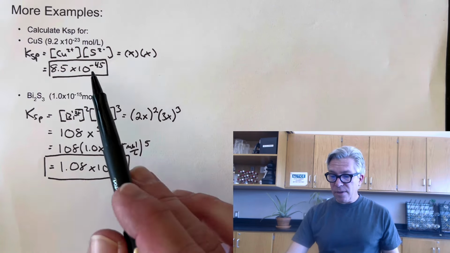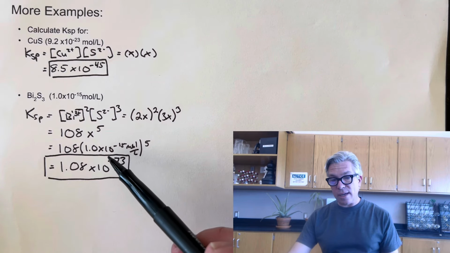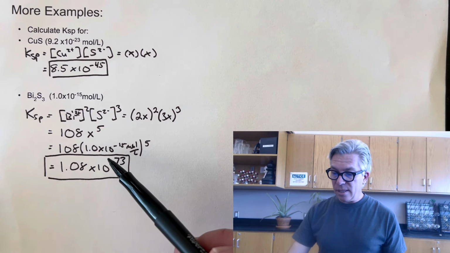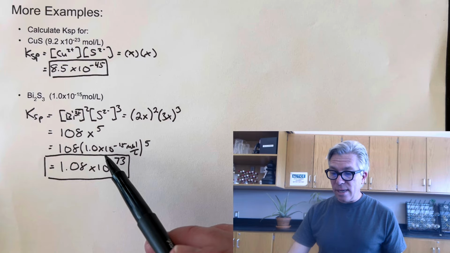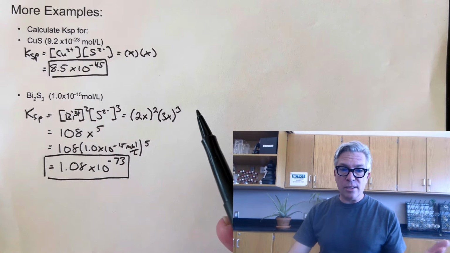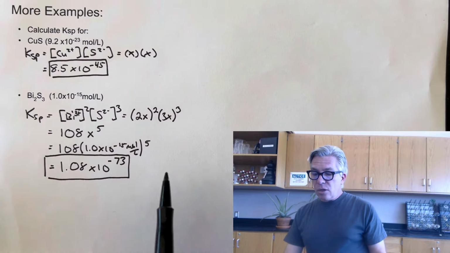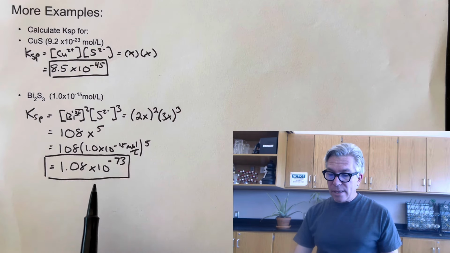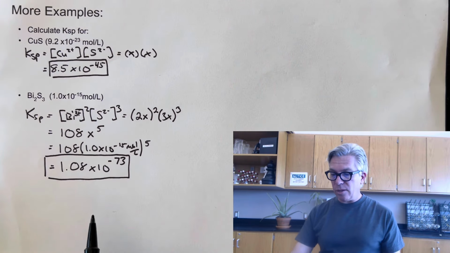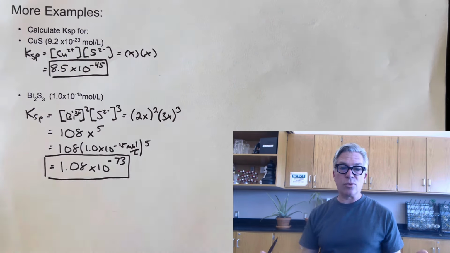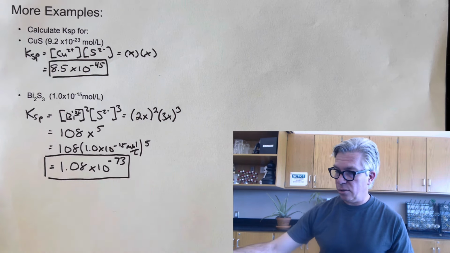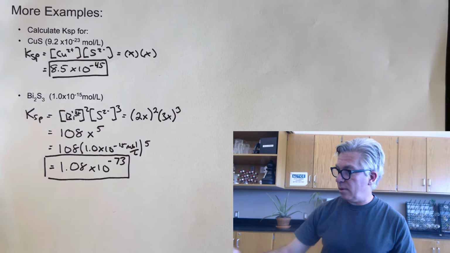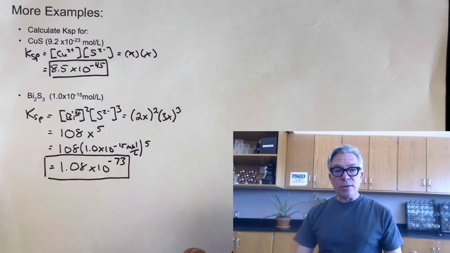Copper sulfide actually has less solubility than the bismuth sulfide, but the bismuth sulfide has a way tinier equilibrium constant, because this amount, which is very tiny, gets taken and squared and then cubed again, and it just gets ridiculous after that. So don't make that assumption based on Ksps. It's better to use molar solubilities to compare the actual solubility of a certain set of compounds.